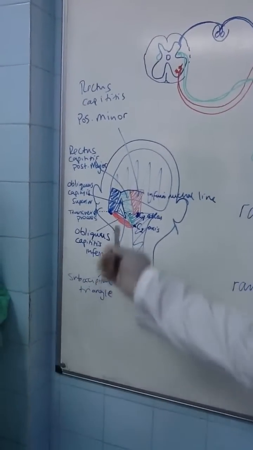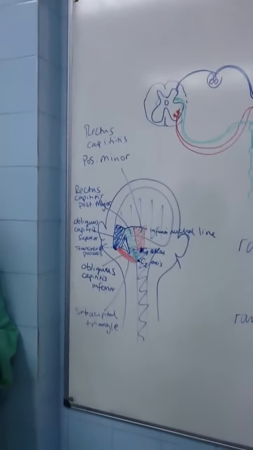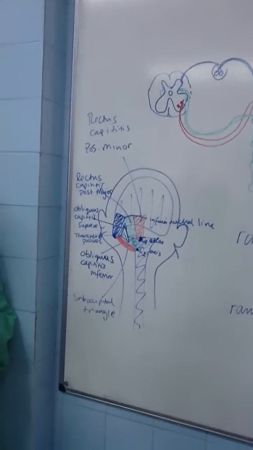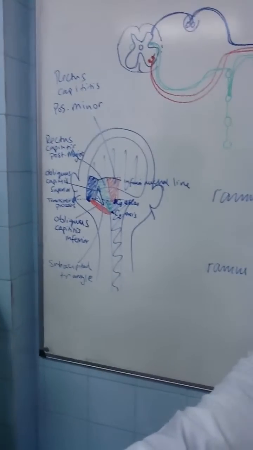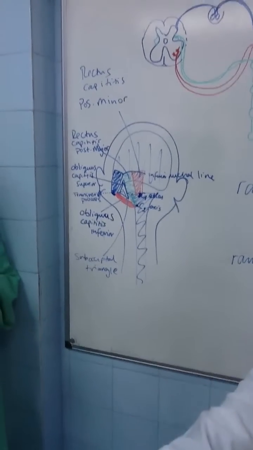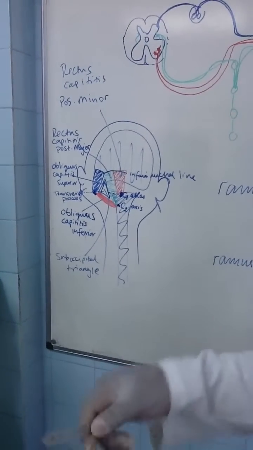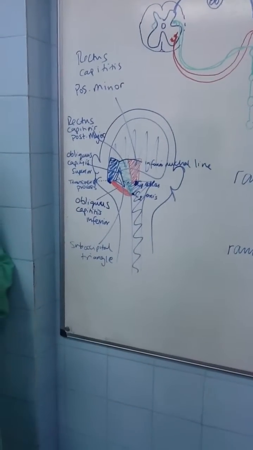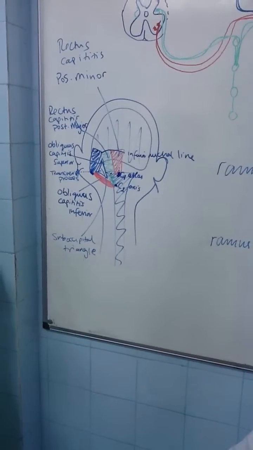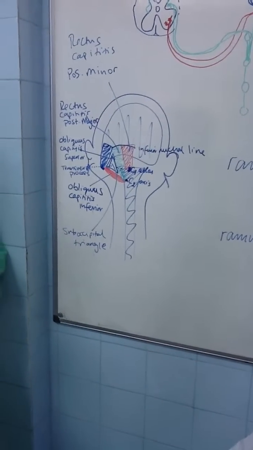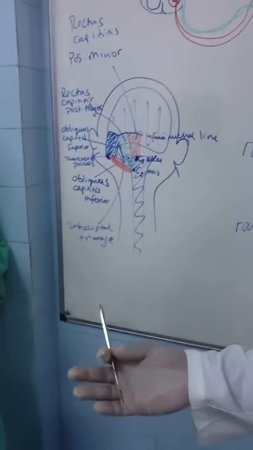Okay, in one sentence, define this triangle, the suboccipital triangle. In that sentence, I want to know the location and the borders. I want the location to be in your sentence. Below the occipital bone, at the level of the transverse process of the atlas.